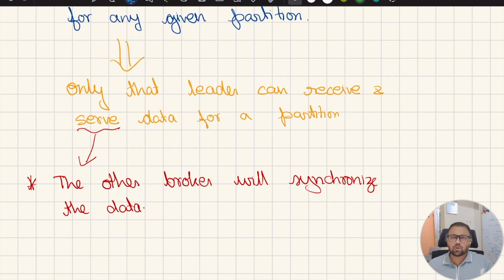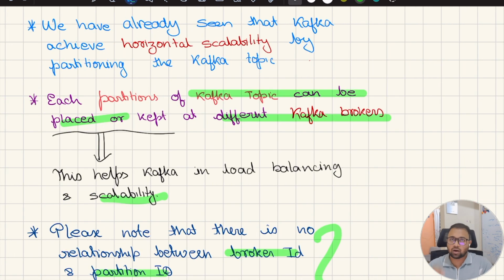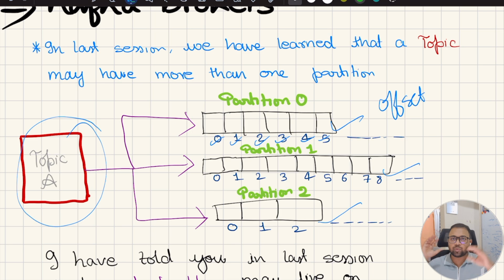So let's try to revise it. Whatever we have learned, I have tried to move a little fast because this is a very easy concept to understand. So in the beginning, we have understood what is Kafka brokers, and I have told you that in our previous sessions we have read that for scaling the Kafka topic, which is nothing but a log of event, right?